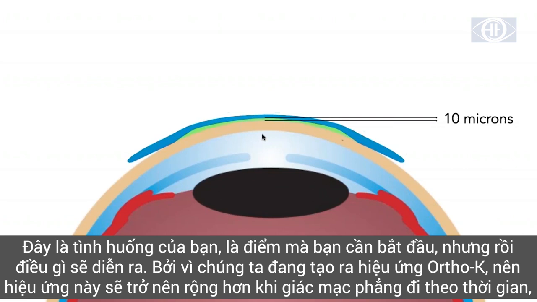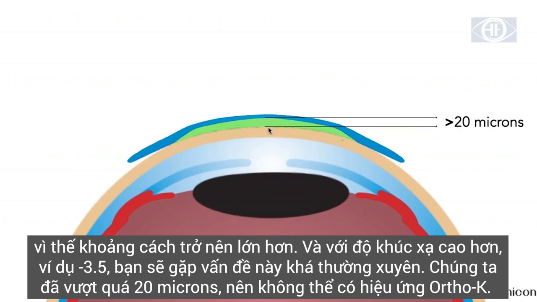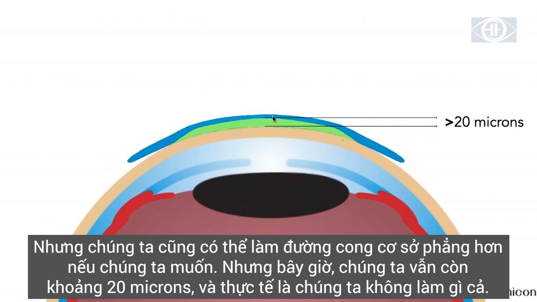But what will happen over time, because we are creating an ortho K effect, the distance will become larger because the cornea will flatten over time. And in the higher powers, let's say above minus 3.5, you will see these problems quite often. We cross the 20 microns barrier. So we are losing the ortho K effect. We can do in the center what we like. We can flatten the base curve, blah, blah, blah. But at the moment, we still have above the 20 microns.